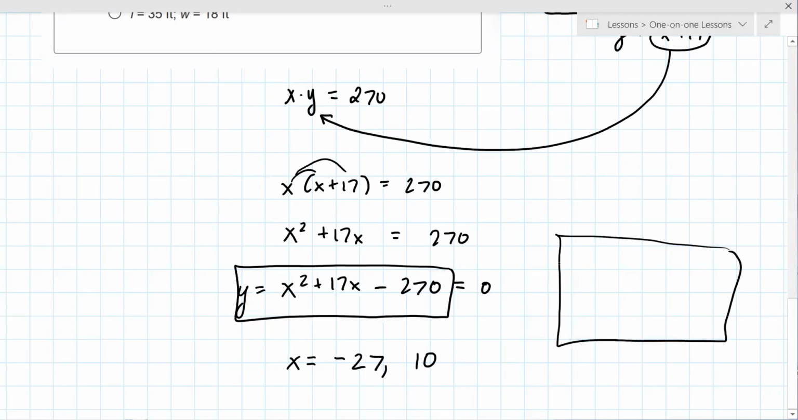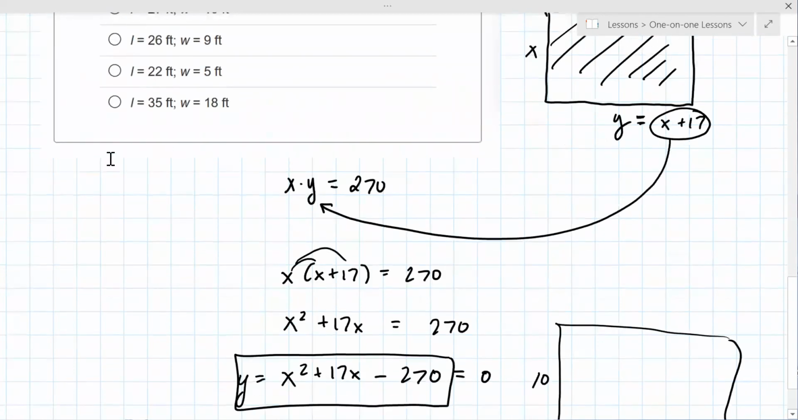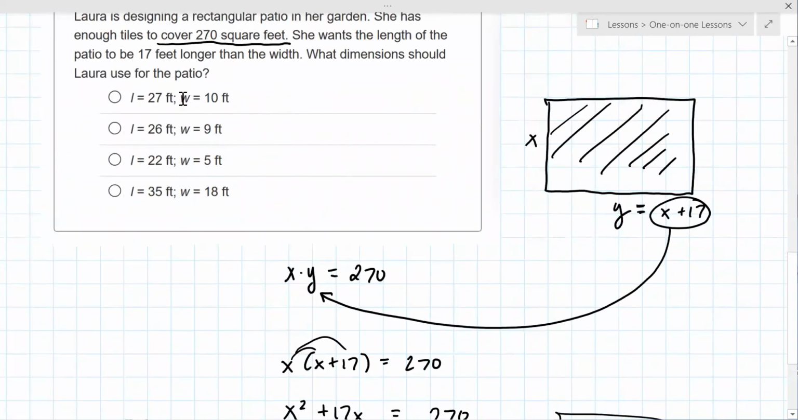Okay, now in the context of this problem, x is a part of this rectangle. It's this right here. Can x be negative? No. So this must be 10. The other side was y, but we said it was x plus 17. So what is that? X is 10, so that's 27. Good. So scrolling back to the answers here, which one is correct? Letter A. Good.